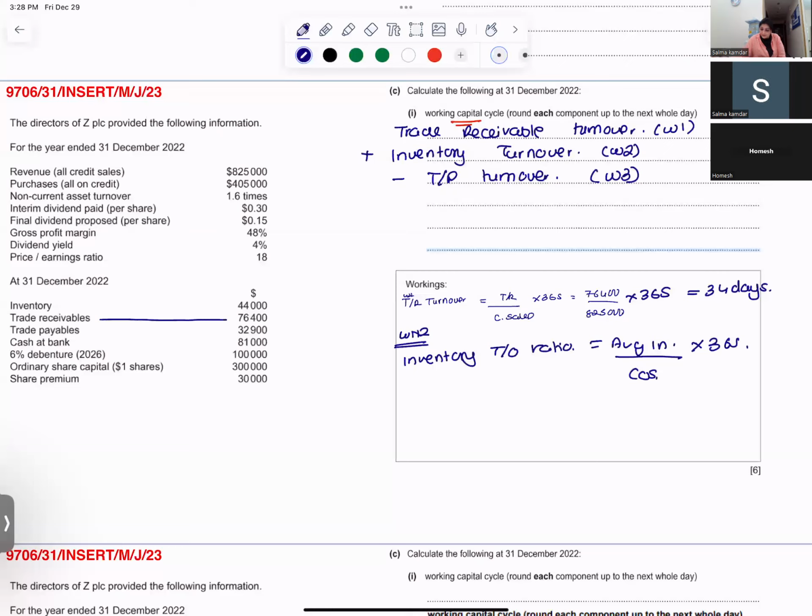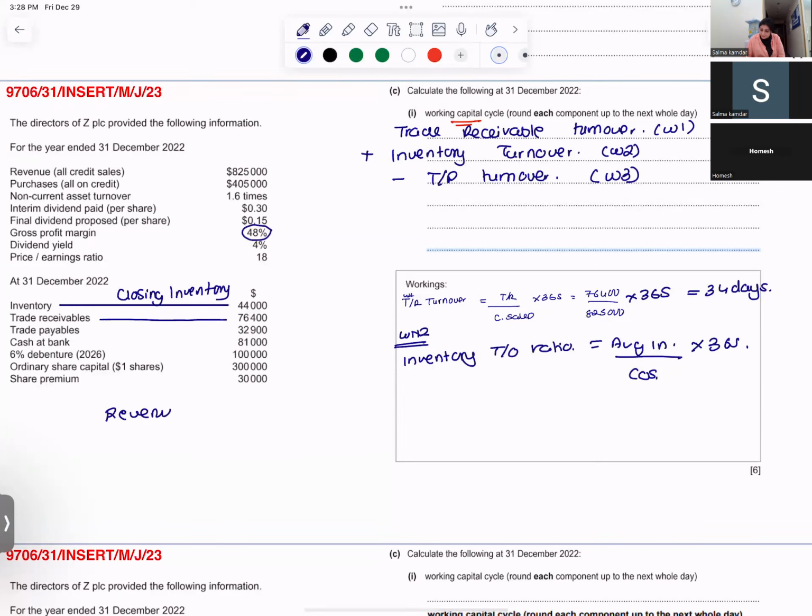Now let's talk about inventories. How do we find out average inventory? Let's do the cost of sales. If we have cost of sales, we will have opening and closing inventory. And I think I have the closing inventory. Yeah, we have the closing inventory. Come on, let's find out cost of sales.